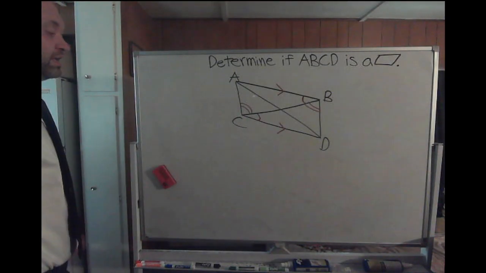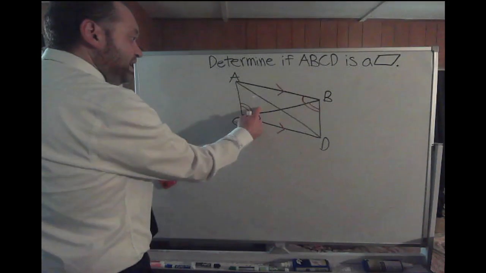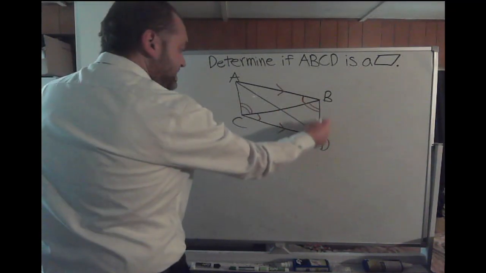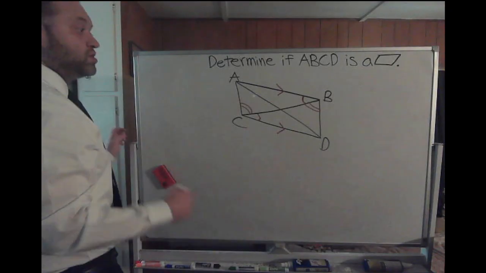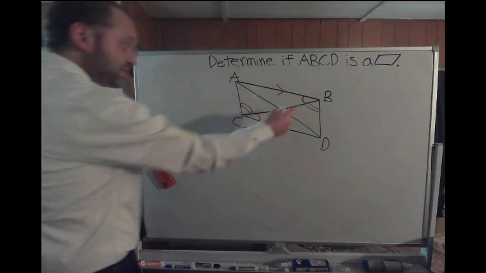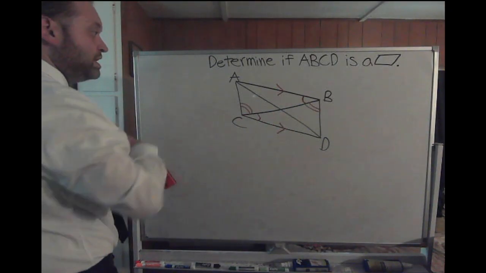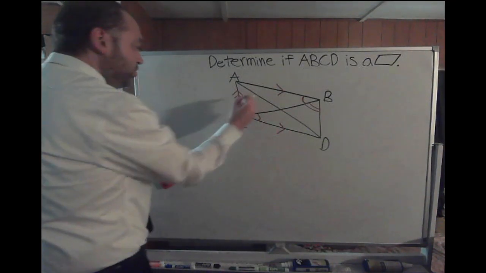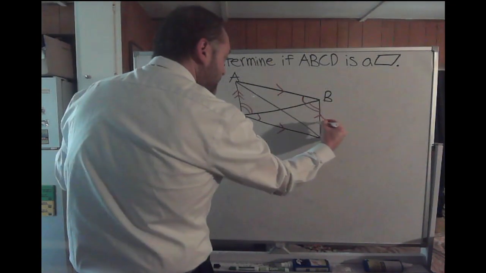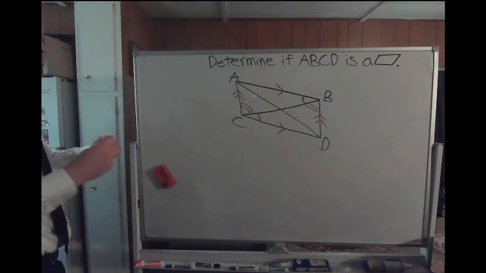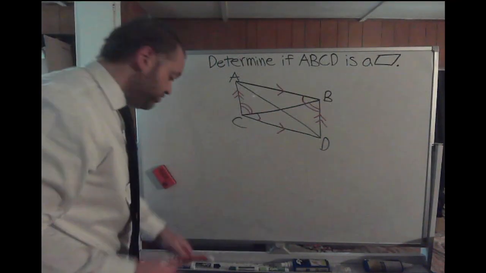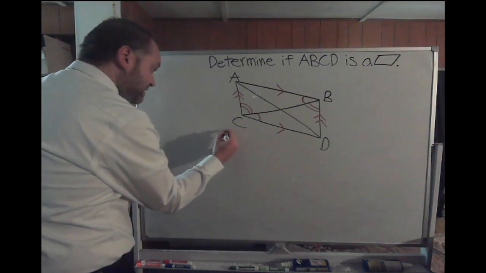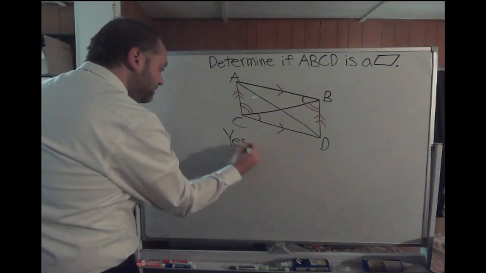But let's look here at angle ACB, and then we have angle DBC. Those are also alternate interior angles, right? And BC is the transversal, which would also mean that AC is parallel to BD. Well, what do you know? Both pairs of opposite sides of this quadrilateral are parallel to each other. So by definition, yes, ABCD is a parallelogram.